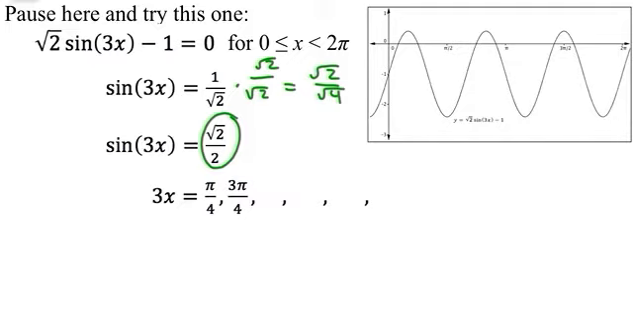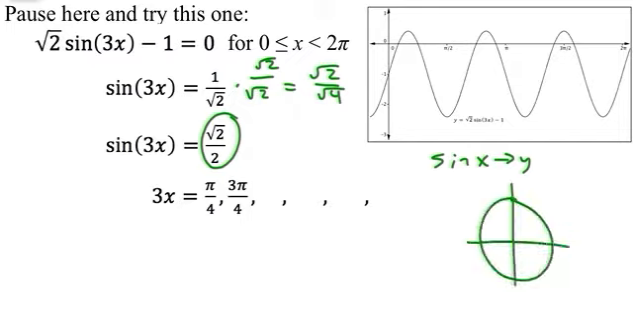Sine is a y value. So when we're thinking about the quadrants here, we're thinking about where is y positive, right? So 1 for sure is in the first quadrant at pi over 4. The second one, because it's a y value, is going to be the other place where y is positive, which is the second quadrant. So pi over 4 short of pi, which would then be 3 pi over 4.